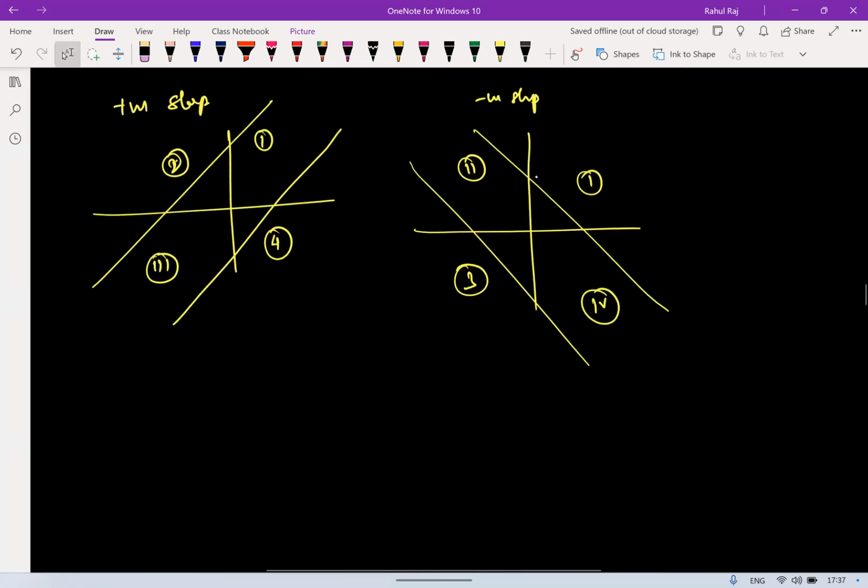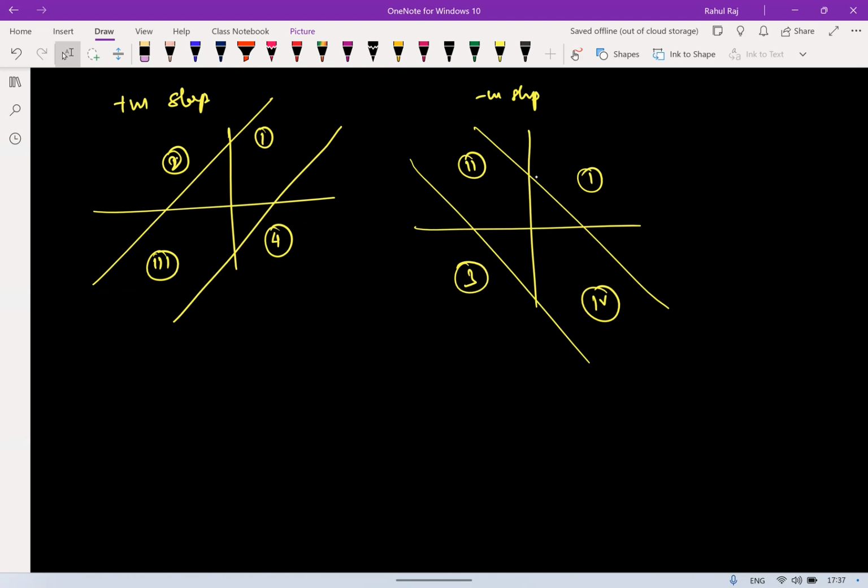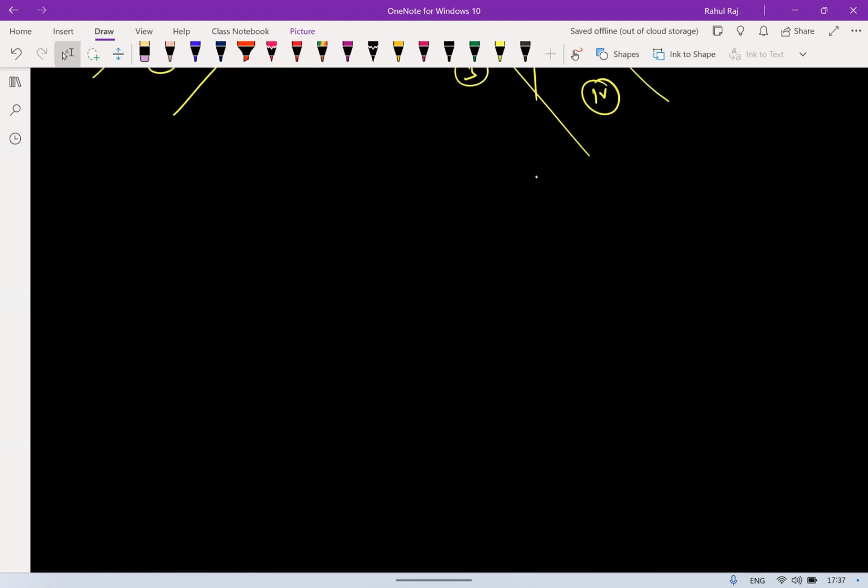So this is a positive slope, negative slope. I hope it's very clear. Any equation of a line can be converted into the general equation of a line, that is nothing but y is equal to mx plus c.